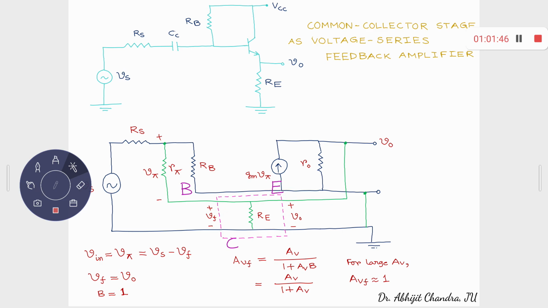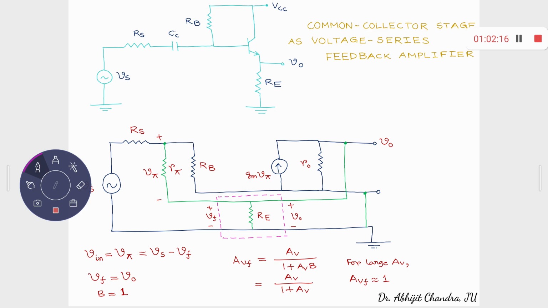So ultimately your AVF, voltage gain with feedback, is equal to AV by 1 plus AV, and for very large AV, that is almost close to 1. That satisfies your intuition that for a common collector amplifier, the voltage gain is close to 1 but less than 1. But it is having that particular form, AV by 1 plus AV beta. Close to 1 but less than 1. So a common collector amplifier can be regarded as a voltage series feedback amplifier.